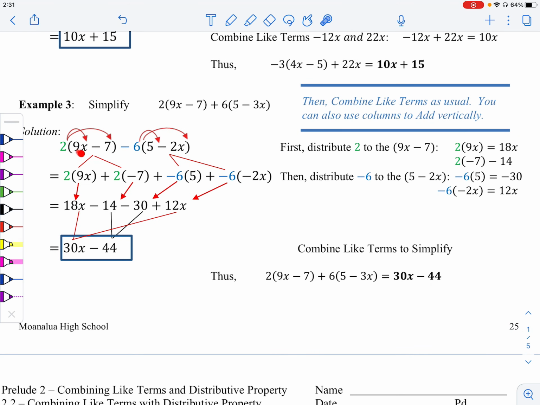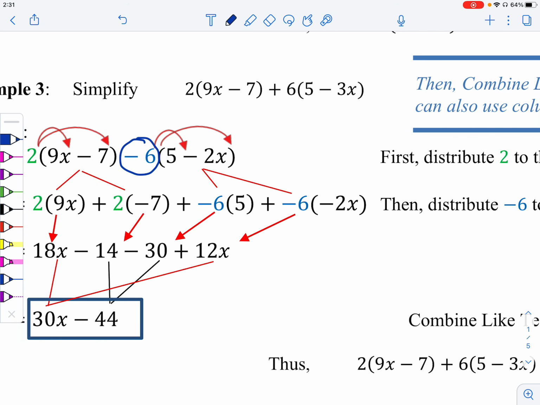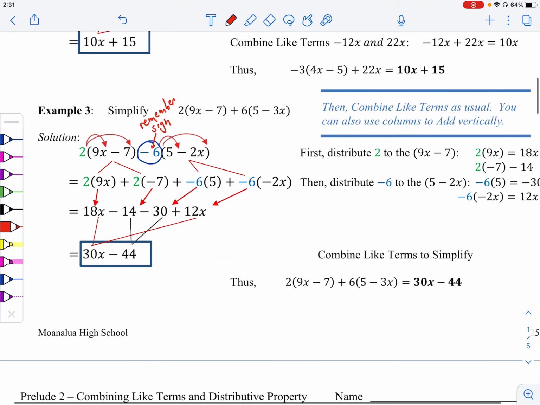Okay, for these ones, if we have 2 parentheses, or 2 things that we need to distribute, we can distribute the 2 and the negative 6, right? This is a negative 6. So always look at your sign. What is there, right? So remember your sign. Use the sign right there, negative 6. Remember that.